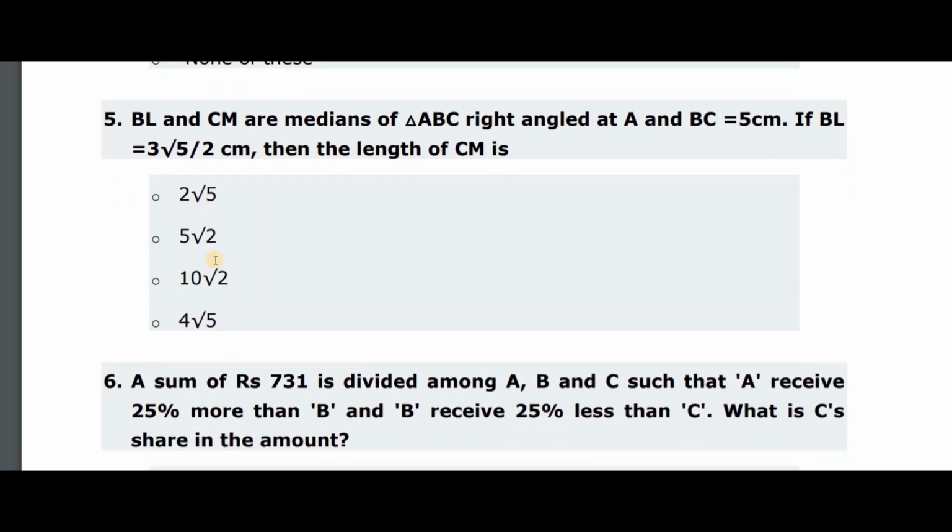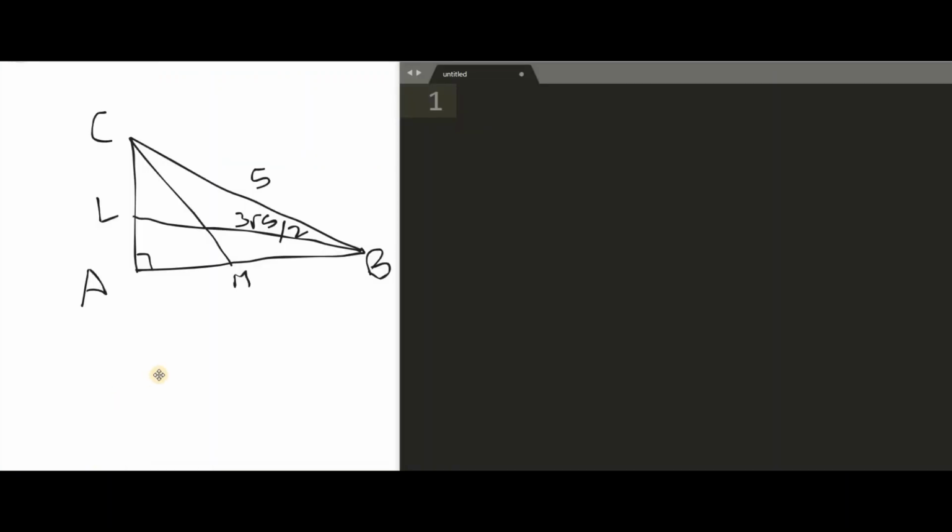Next question. BL and CM are medians of a right angle triangle at A and BC equals 5. If BL is equal to 3 into root 5 by 2 centimeters, then the length of CM is. So, if we draw the diagram according to the question, we will get this. And now let's make some equations. So, from the triangle ACM, we can write like this according to the Pythagoras equation.